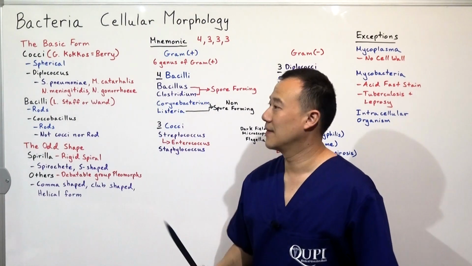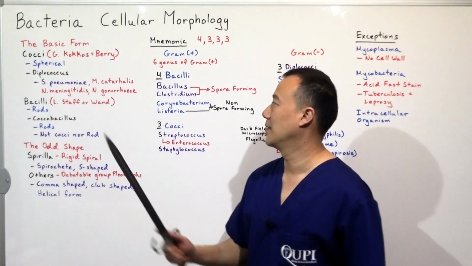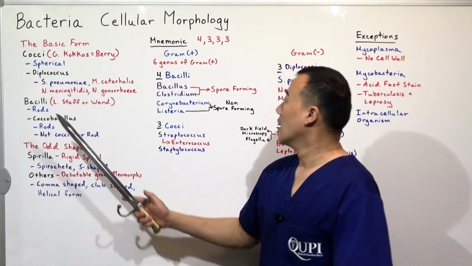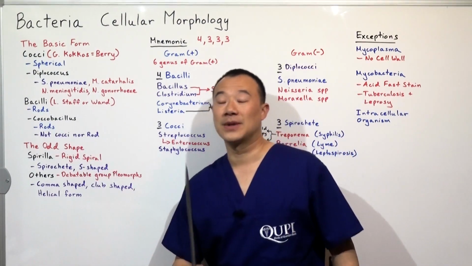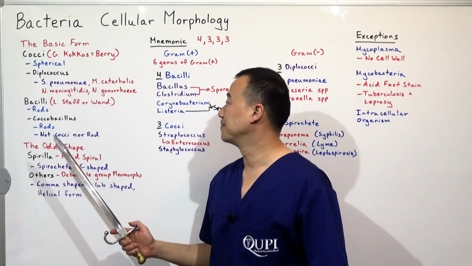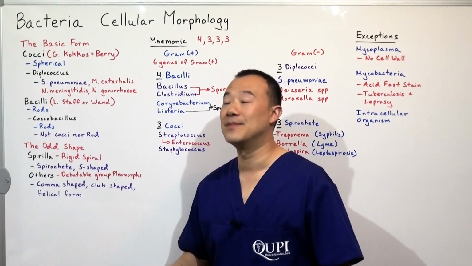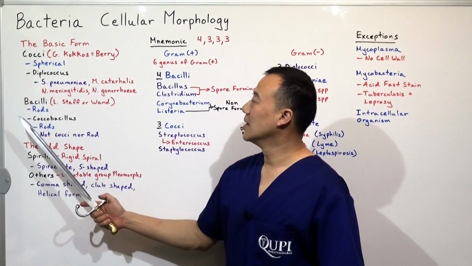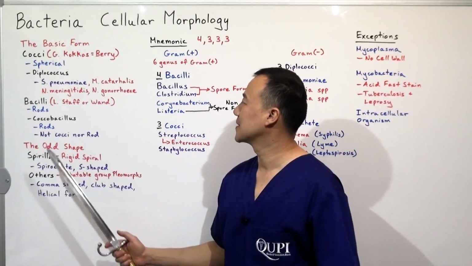Are gram negative. See? In red, gram negative. In purple, gram positive. All right, bacilli. Bacilli is from the Latin word. It's from Latin and means staff or wand. These are the rod-shaped bacteria.